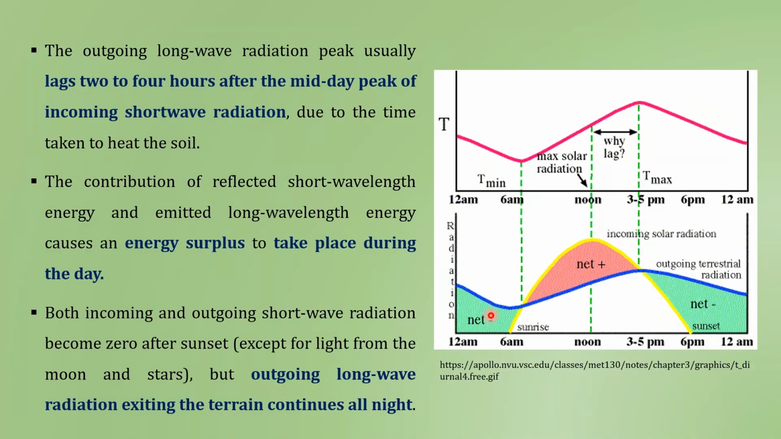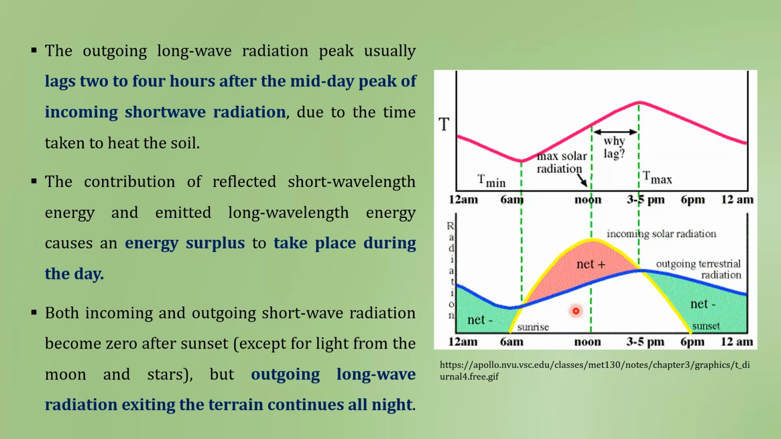During daytime, from sunrise to sunset, the earth receives the incoming solar radiation, and this energy is either reflected or absorbed. So there is reflection of the short wavelength energy and emission of the long wavelength energy, and both of these contribute to the outgoing radiation. The difference between the incoming radiation and outgoing radiation causes an energy surplus to take place during the day. And after sunset, both incoming and outgoing shortwave radiation become zero. But the outgoing long wave radiation exiting the terrain continues all night.